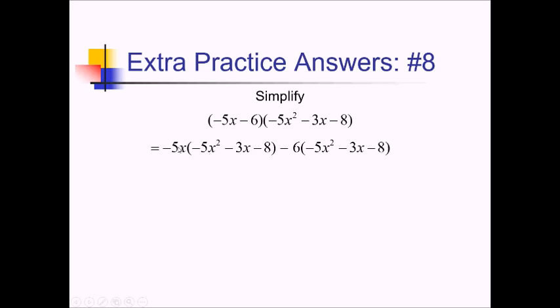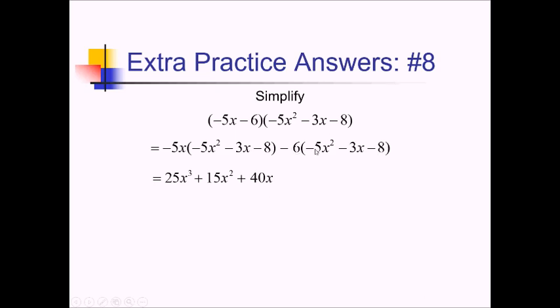So I have negative 5x times negative 5x squared. That'll be positive 25x to the 1 plus 2, so x to the third. And then negative 5x times negative 3x, that's positive 15x squared. Negative 5x times negative 8, positive 40x. And now we distribute the negative 6.